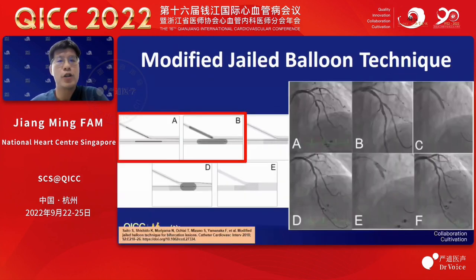We have a modified jailed balloon technique that was described by Dr. Saito in 2017, which involves placing a small profile balloon in the side branch but not protruding into the main branch, and inflation of this side branch balloon to nominal pressure, typically up to 12 atmospheres, followed by a POT performed with a short non-compliant balloon to correct any stent malposition.